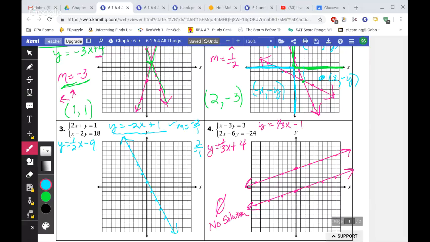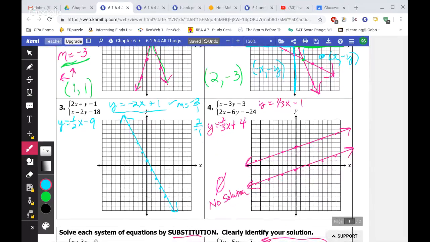All right, that second line, what is the y-intercept on it? Negative 9. Good job. 1, 2, 3, 4, 5, 6, 7, 8, 9. It's way down here. Falls below the origin because it's negative. All right. And the slope is what? 1 over 2.